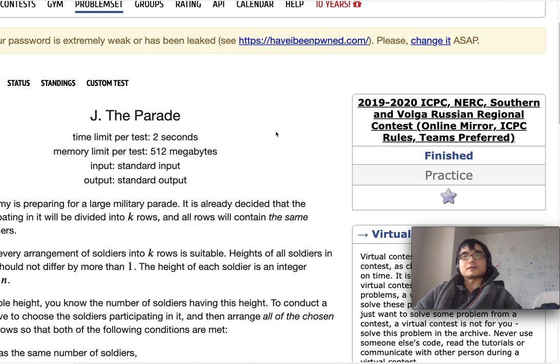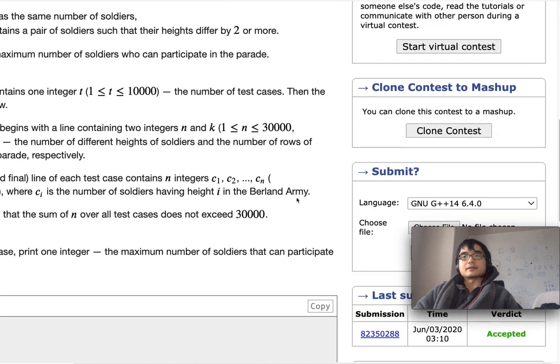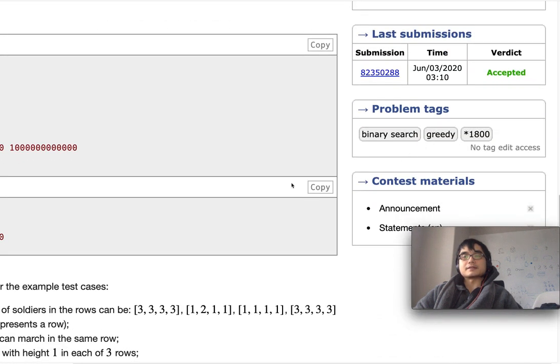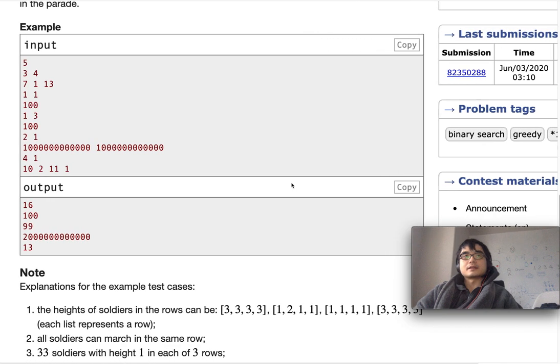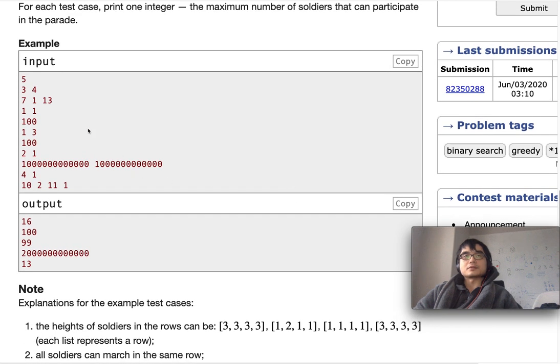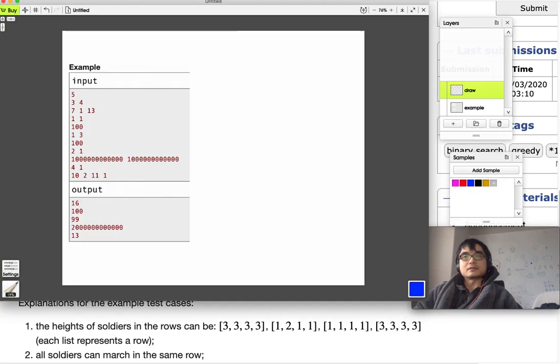Let's solve today's problem. This problem is from ICPC and its rating is 1800. As always, we are going to explain this problem by introducing the example here. Alright, so let's take a look at the example.